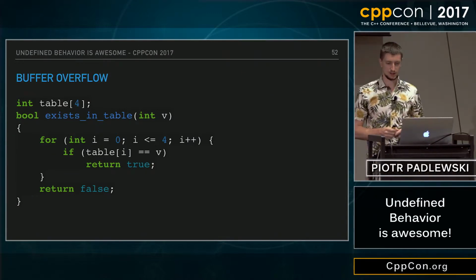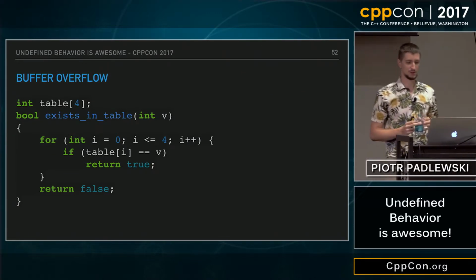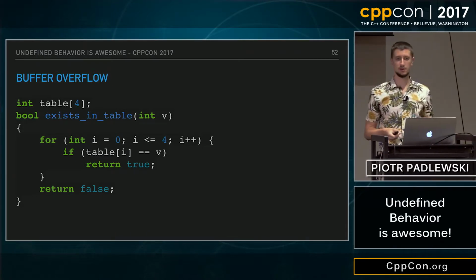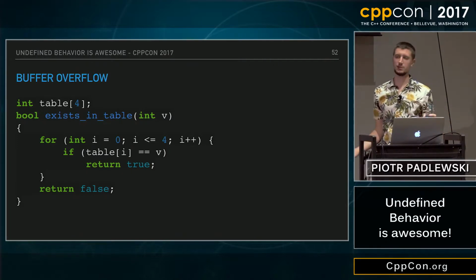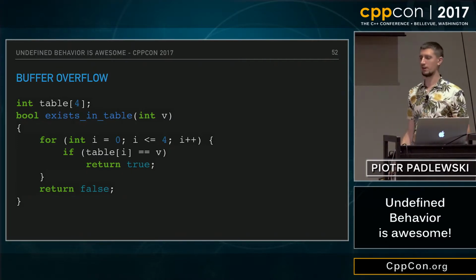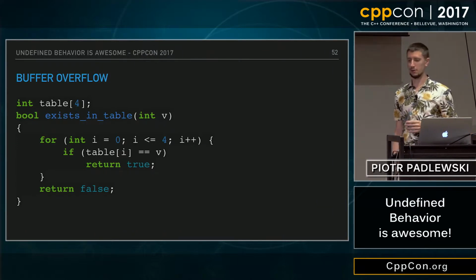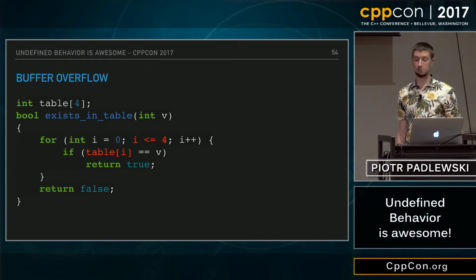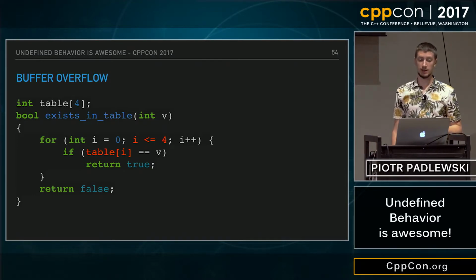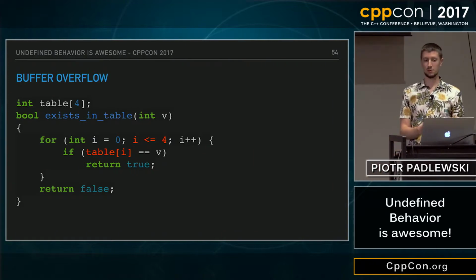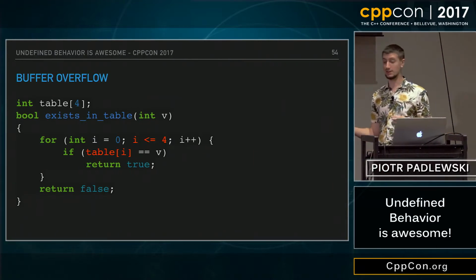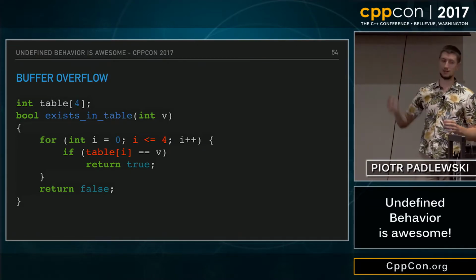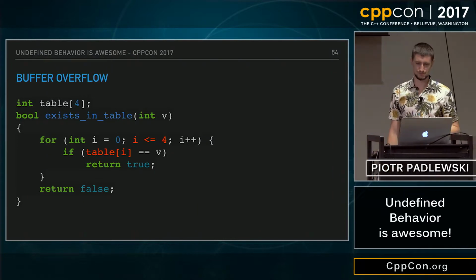So let's move to some more interesting stuff like buffer overflows. This simple code also has undefined behavior. We just have a function that checks if we have a value inside our table. We have 4 elements, and we go from i equals 0 to 4, and then we dereference, right? Because it has only 4 elements and we actually go to the 5th element, this is undefined behavior in the last step. Someone should have put less than instead of less than or equals.